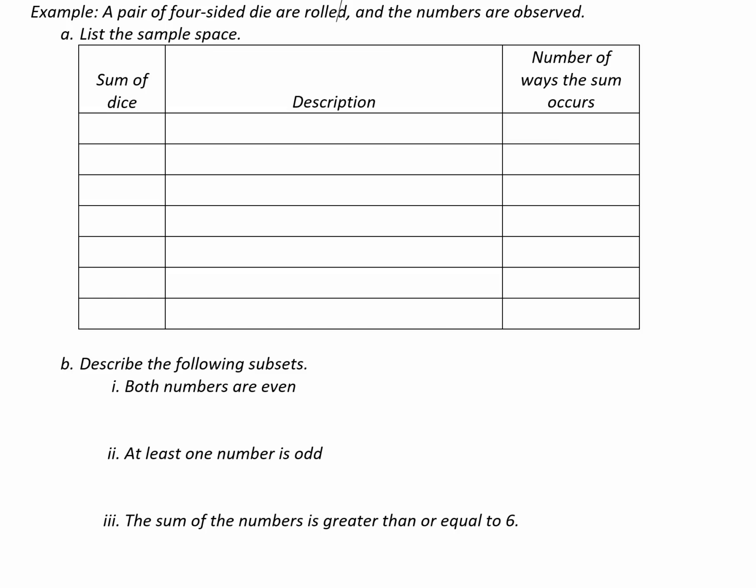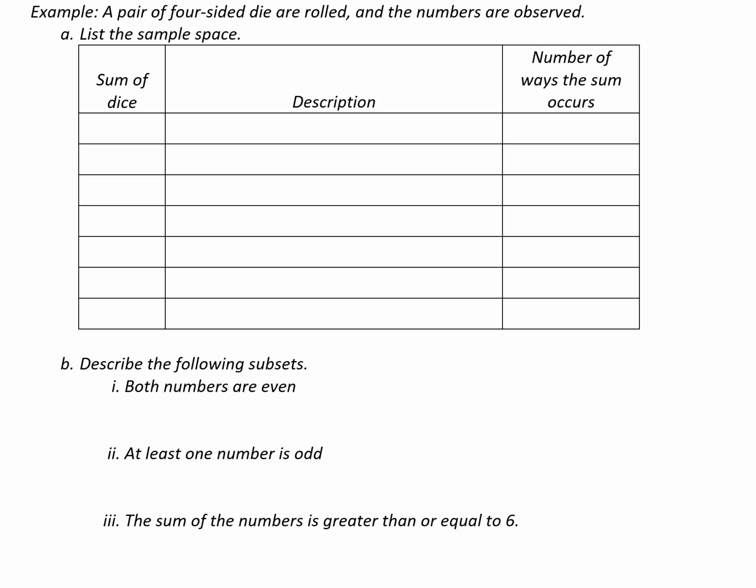Let's take a look at a sample space where we're looking at a die. Actually, we're going to take a look at two dice that have only 4 sides. They have the numbers 1, 2, 3, 4. Yes, these type of dice actually exist. And we're going to observe the different outcomes that are possible.